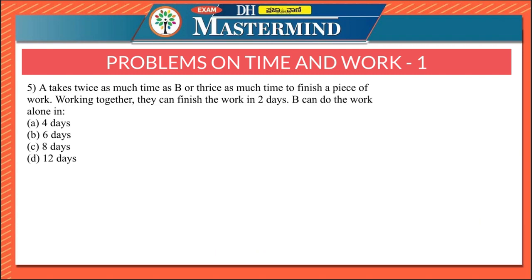Last question for the day says, A takes twice as much time as B or thrice as much time as C to finish a piece of work. Working together, they can finish the work in 2 days. B can do the work alone in?